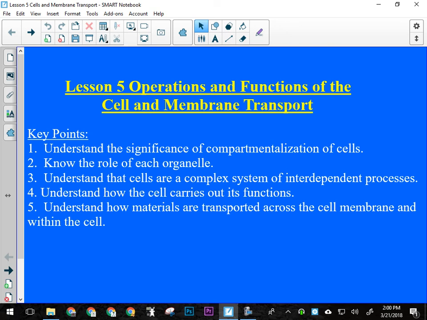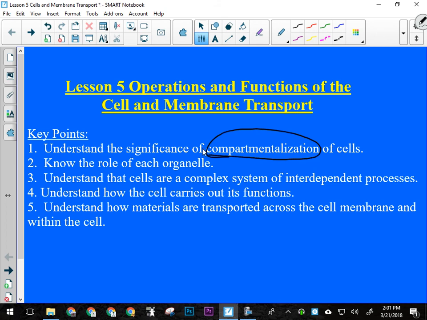Okay, so we need to understand the significance of this compartmentalization. If you want to compartmentalize something, what are you doing to it? What are compartments? Storage places, right? Separate little rooms or areas. So if you compartmentalize something, are you breaking it into little rooms? Okay, that's what compartmentalization means.